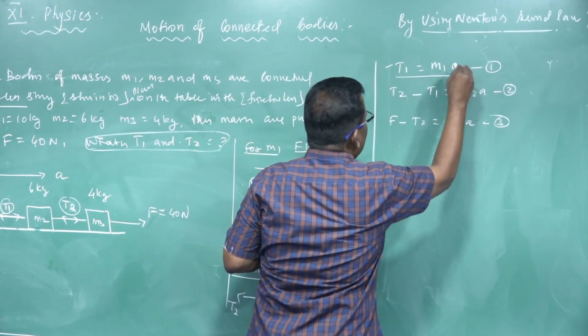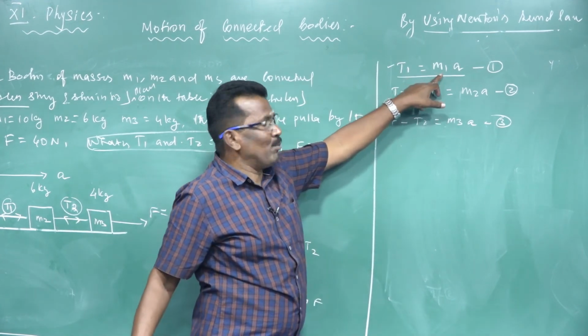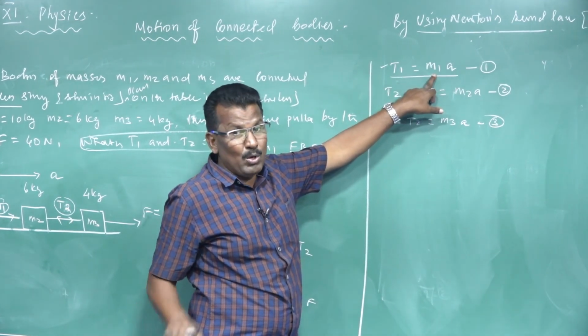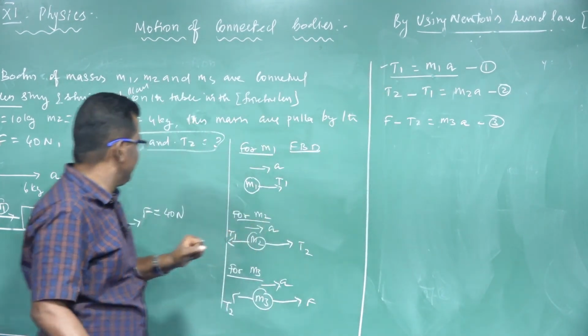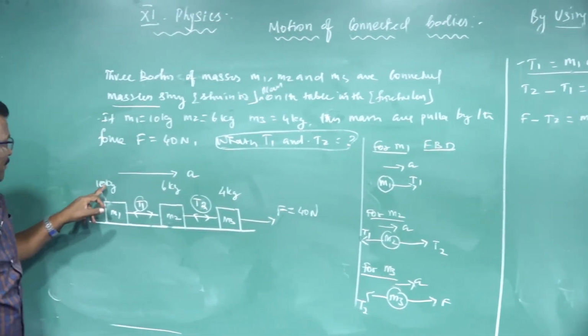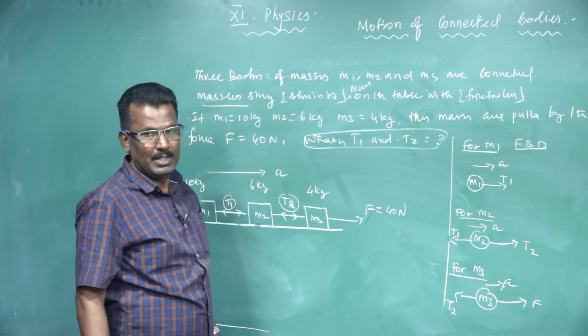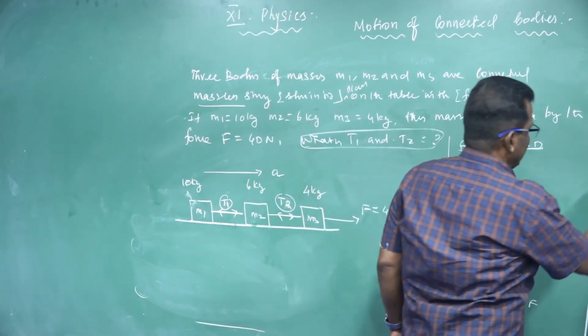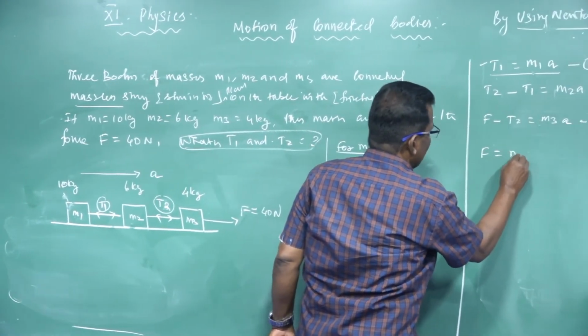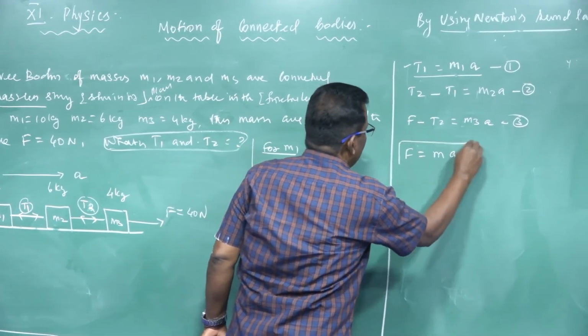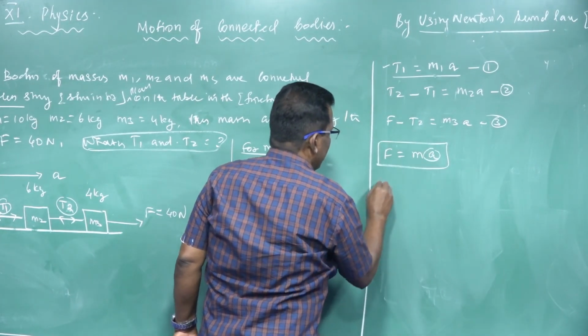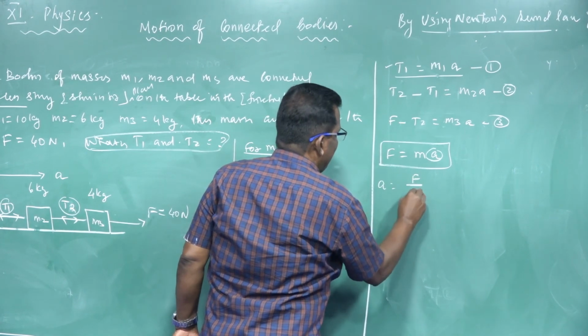Okay, what is T1? T1 is equal to m1a. We know mass m1 is equal to 10 kg. What is the acceleration? How to calculate the acceleration? F is equal to ma, so a is equal to F by m.